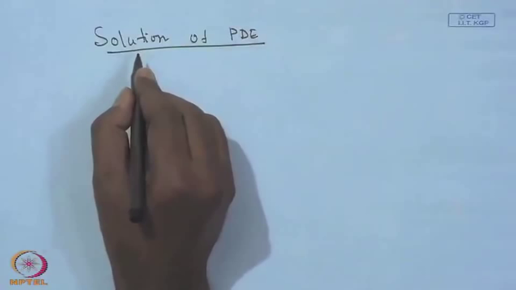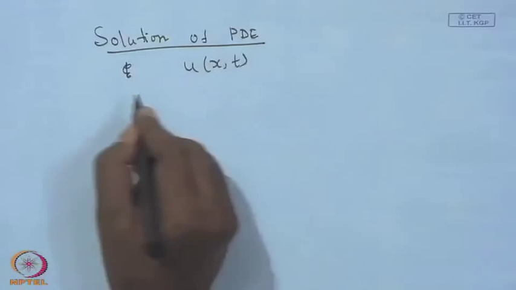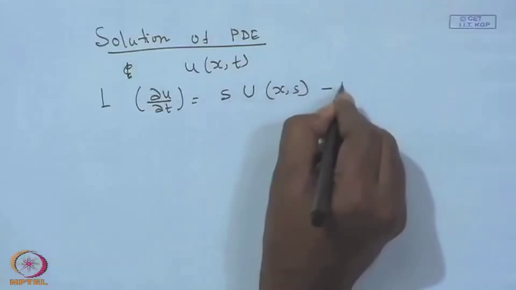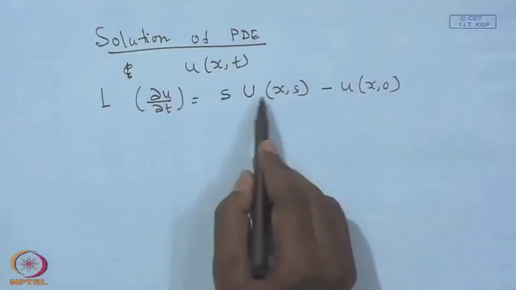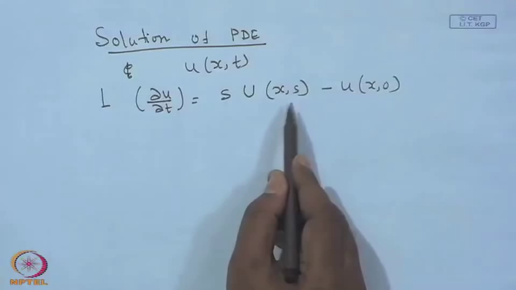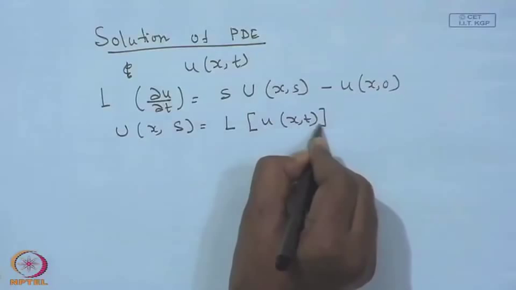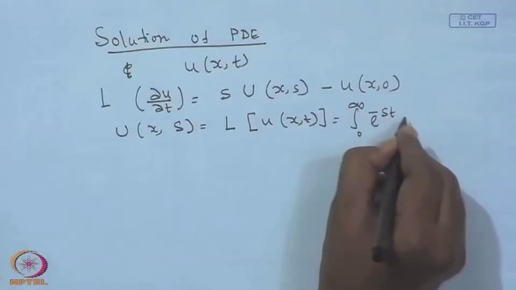Now, Laplace of, if u is a function of x and t, then Laplace of del u del t is written as s U(x,s) minus u(x) evaluated at time t is equal to 0, where capital U is basically the transform function where we have transformed t into the s domain. So, U(x,s) is nothing but Laplace of u(x,t). So, this will be nothing but integral from 0 to infinity e to the power minus s t u dt.